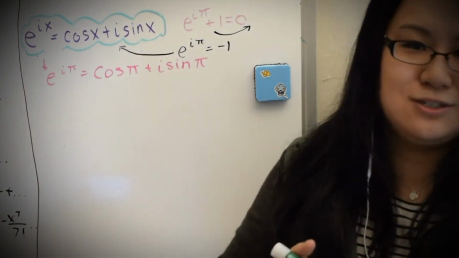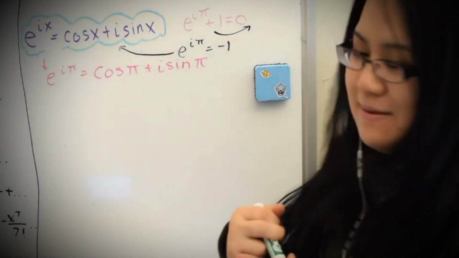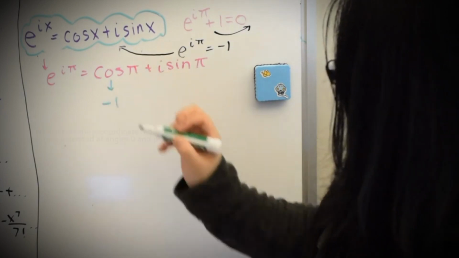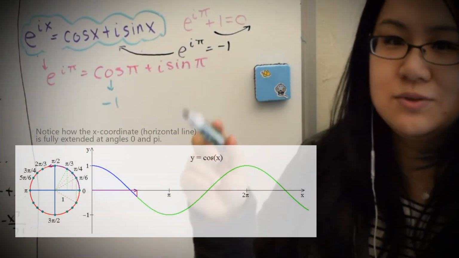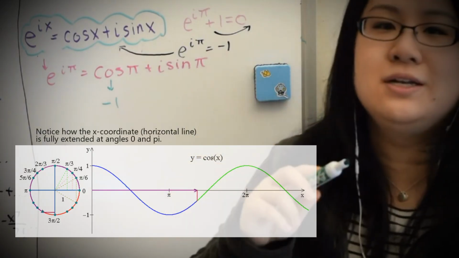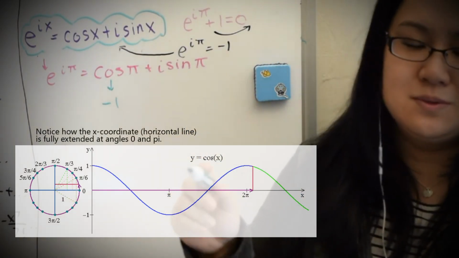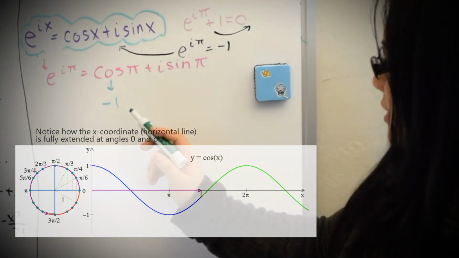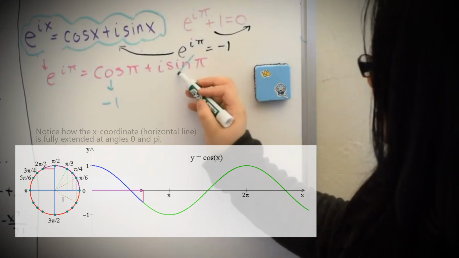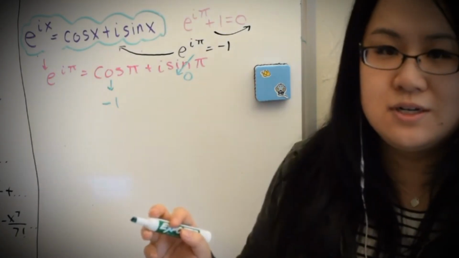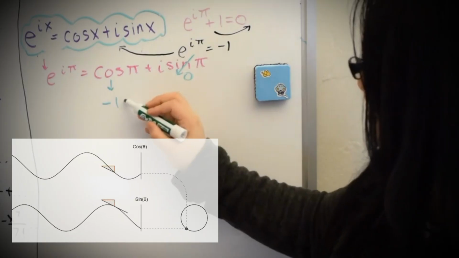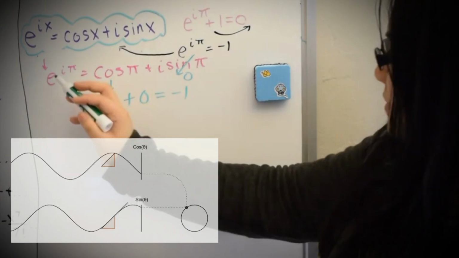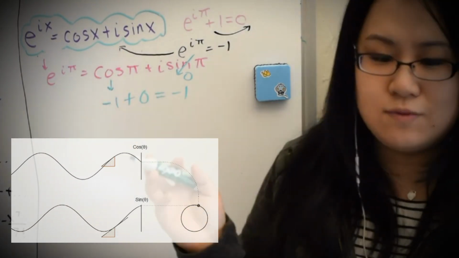If you've never learned it, don't worry, I'll just do all the math today. But cosine pi is -1. It is the x-coordinate, because it's cosine, the x-coordinate of the point that corresponds to the angle pi, which is half our circle, right? So -1, and then sine pi is actually 0, because it's the y-coordinate, so 0 times i is still going to be 0, and -1 plus 0 is -1. So e to the i pi equals -1.